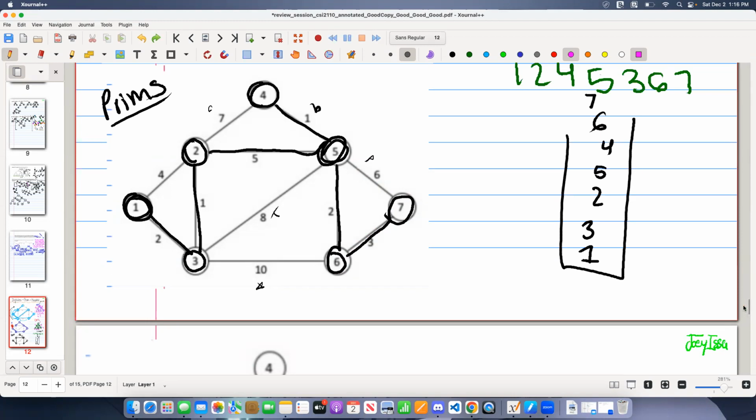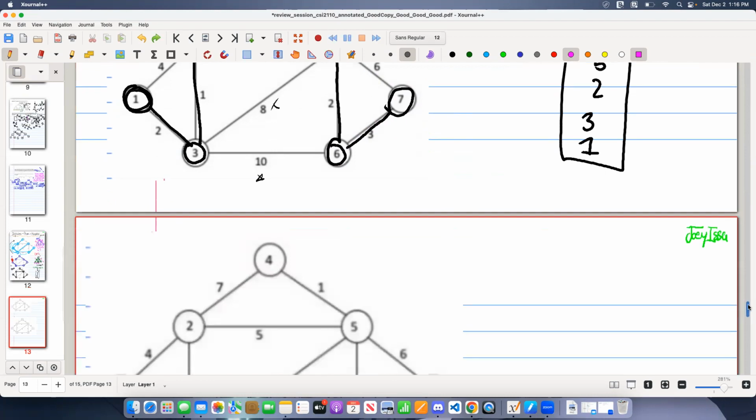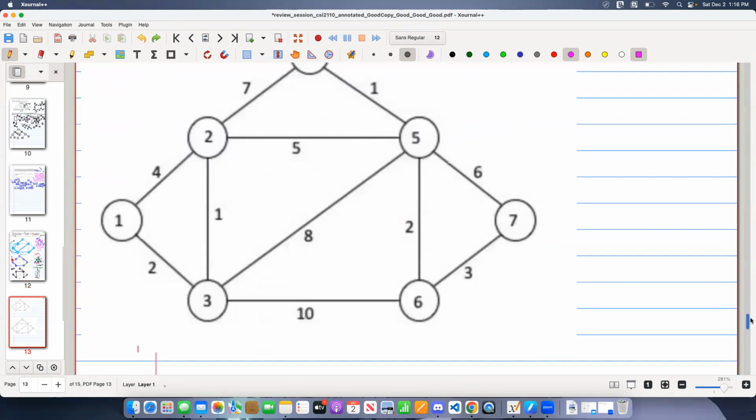Okay. After you're done running through the other 2 algorithms, can you show us how to find how many minimum spanning trees there are? Yeah, for sure. Find minimum spanning trees. Okay.